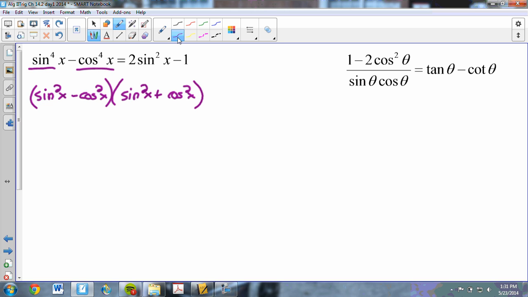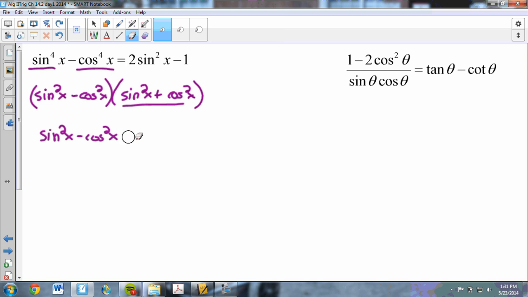Isn't sine squared plus cosine squared 1? This is just 1. That one's gone. Now we have this. Oh, yes, it is. And it's the one. This one you should see. This one should slap you in the face. This one you should be looking for.